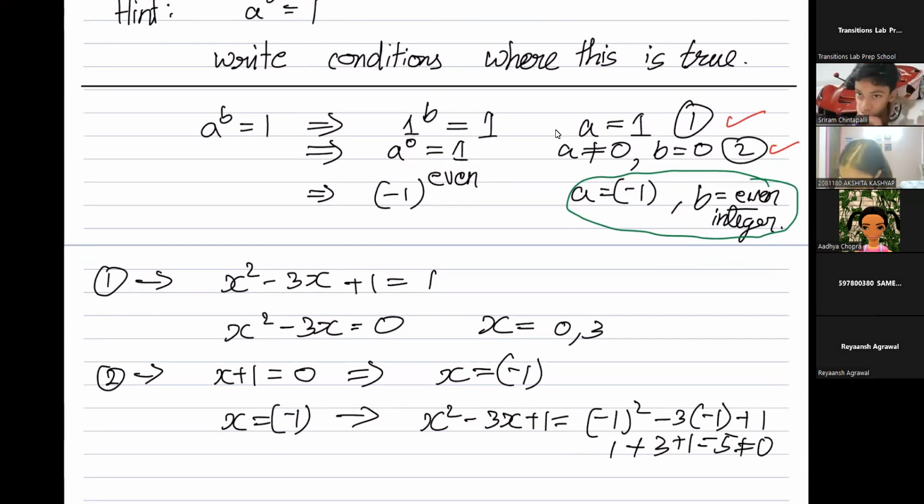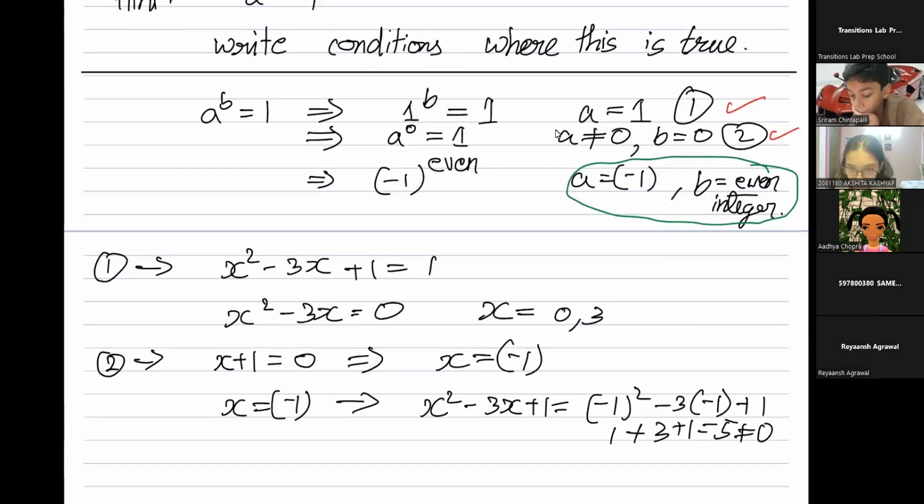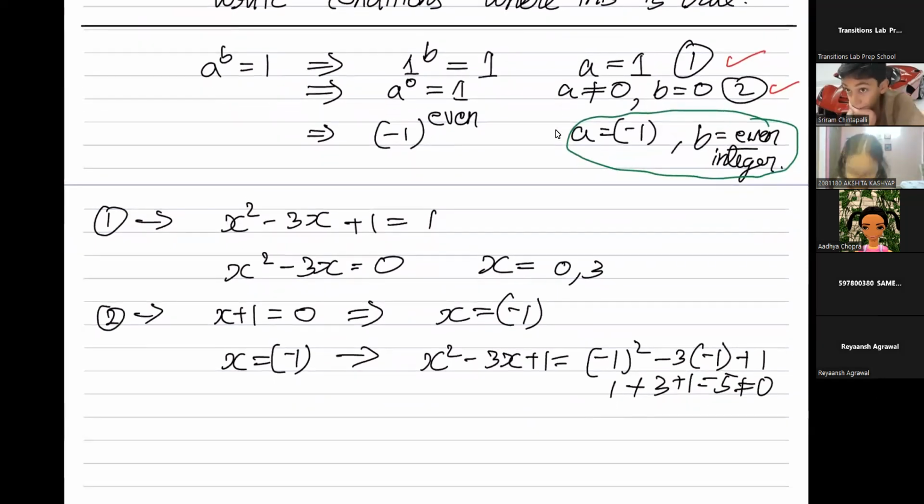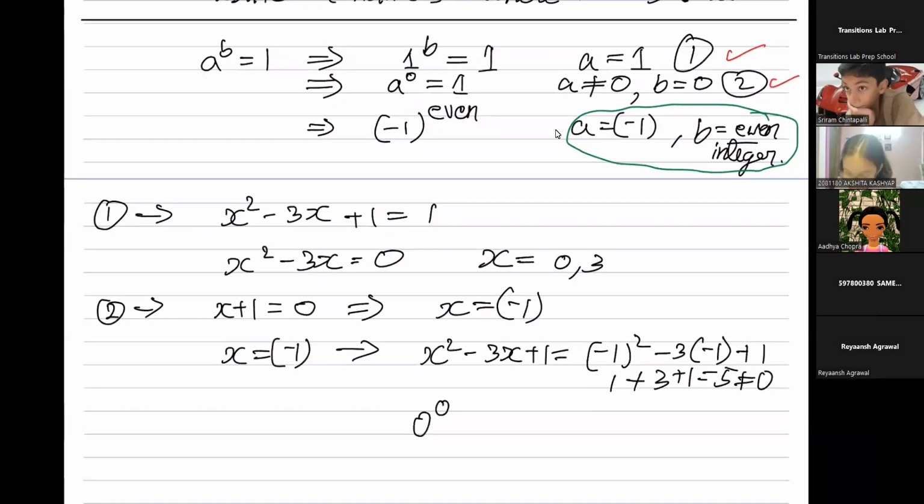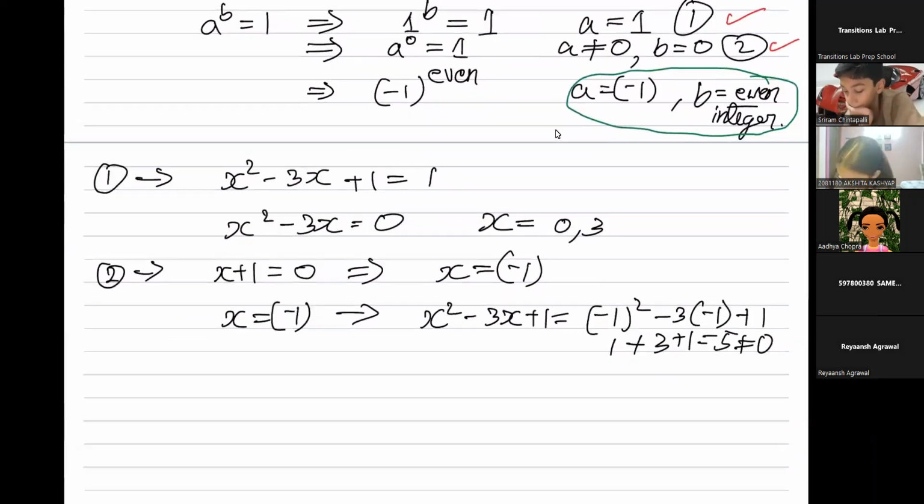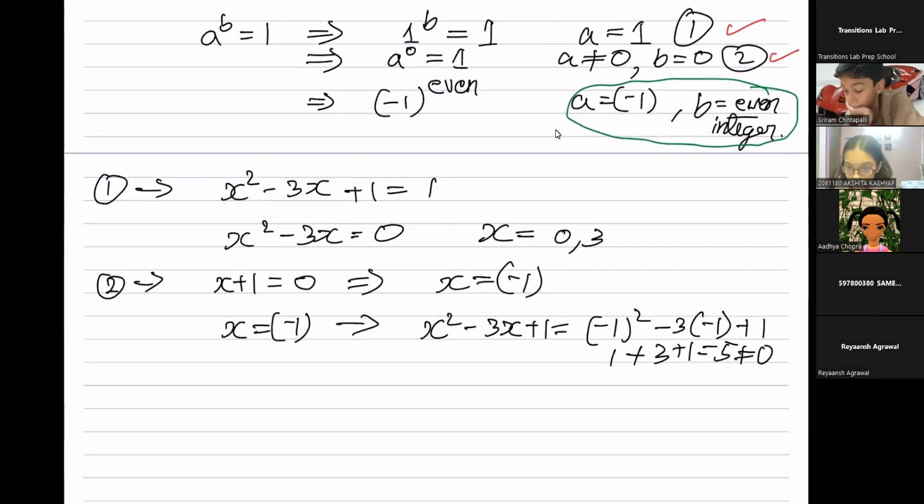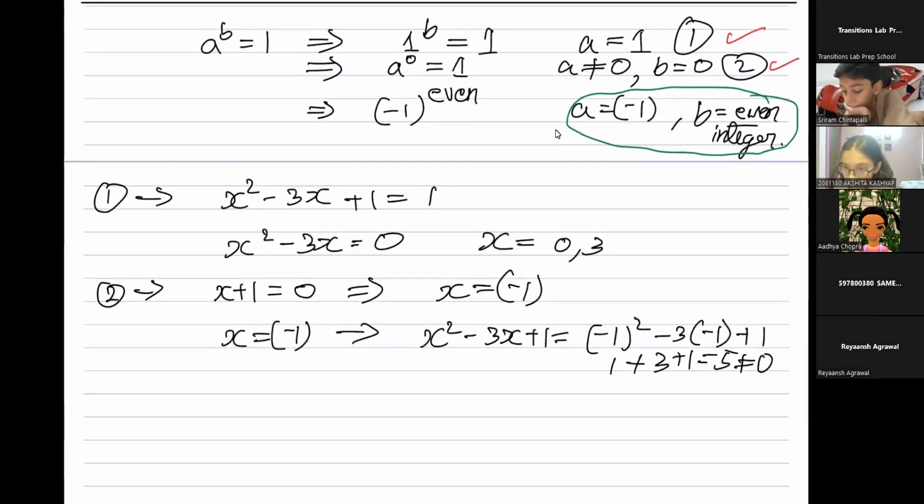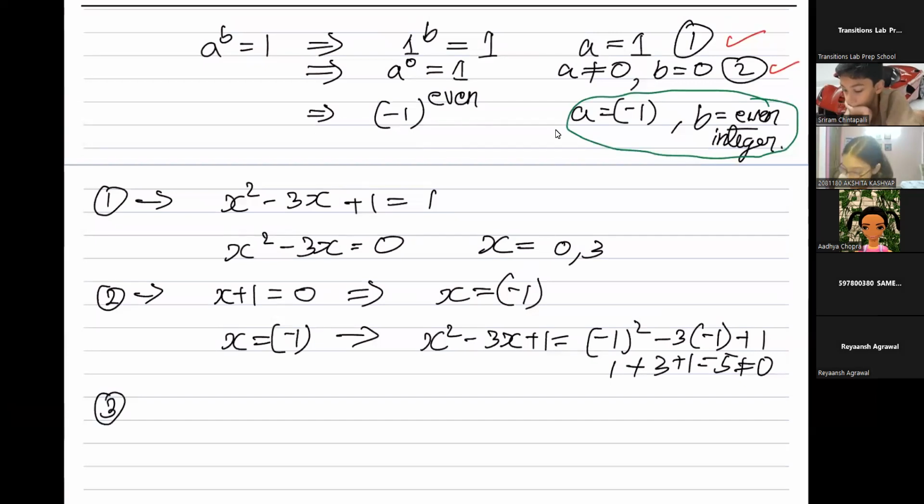So as long as our a is not equal to zero, we don't have a 0 to the power 0 form, right? 0 to the power 0 form is undefined. It is in a limit equal to 1, but in algebra we treat it as undefined. In other areas of math, sometimes we can work around 0 to the power 0, but in algebra we'll consider it undefined. And these are two solutions here, one solution here.